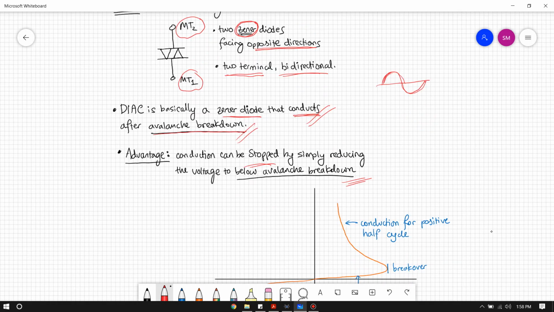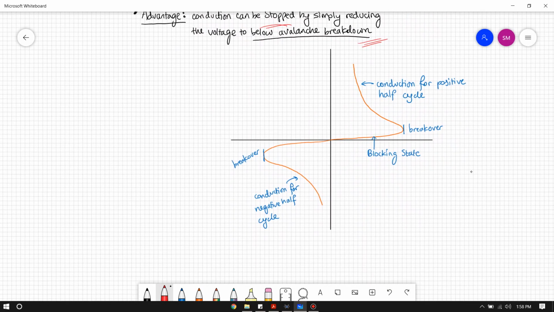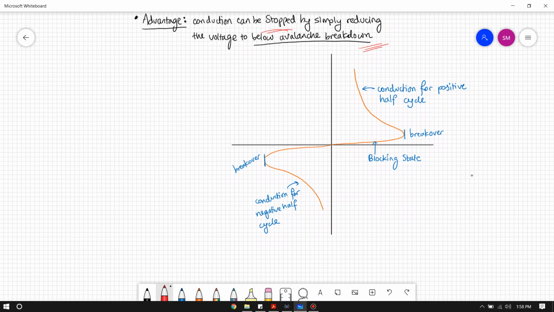So the characteristic of our diac will be somewhat like this. In the positive half cycle, we'll have a blocking state when the voltage is blocked. Then it will reach the breakover or avalanche breakdown point, after which the diac will start conducting very heavily. And it's similar in the negative direction. We have a breakdown point, and after that it starts conducting heavily.